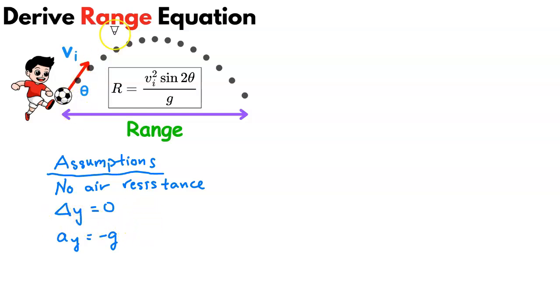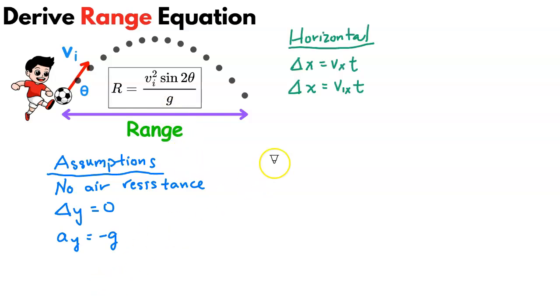So it's going to go up and come back down to the same level. If it lands somewhere higher or somewhere lower, then this equation will not work. We're going to start with the horizontal motion. For an object in projectile motion, horizontally there's no acceleration, so we're dealing with constant velocity. The equation for an object moving horizontally at constant velocity is delta x equals vx t, where vx is the horizontal velocity.